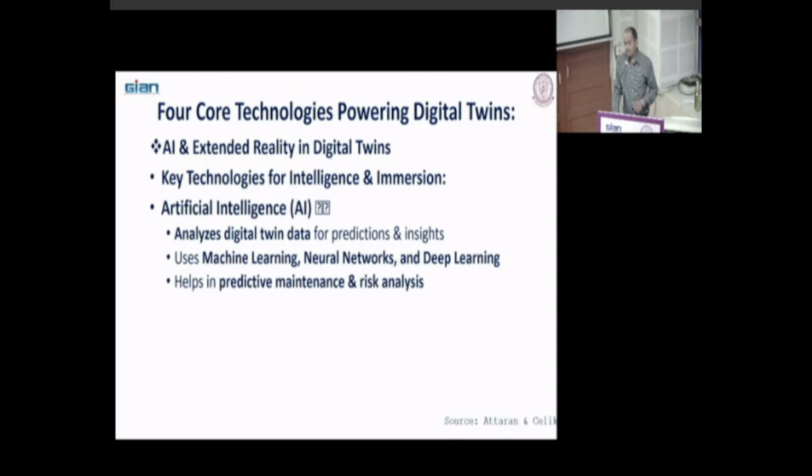Helps in predictive maintenance and risk analysis. Another very important, predictive maintenance. Suppose you are running a factory and you want to avoid the costly failure, machine breakdown. You can use the IoT devices on that machines. You can get the data. AI will analyze the data and it will tell you when your machine may fail. It will ask you to do the predictive maintenance, risk analysis as well. The AI will predict the disruptions.